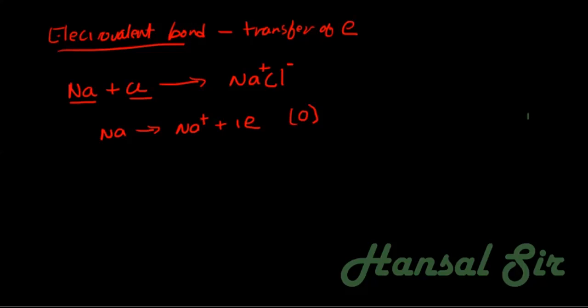On the other hand, chlorine atom will gain those electrons and become Cl minus. So again, for chlorine, there is a gain of electron, and gain of electron we call reduction. So when sodium reacts with chlorine to form common salt NaCl, sodium atom is getting oxidized and chlorine atom is getting reduced. Similarly, let's take another example of Fe2O3.